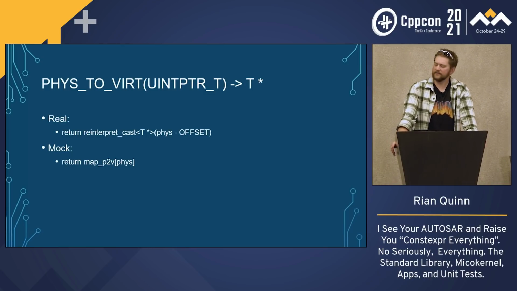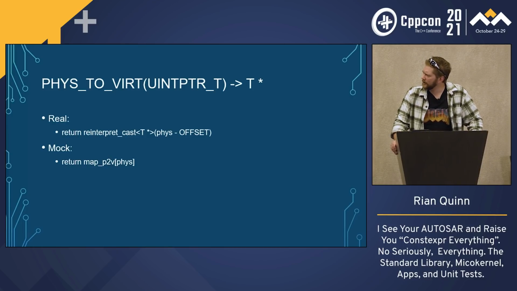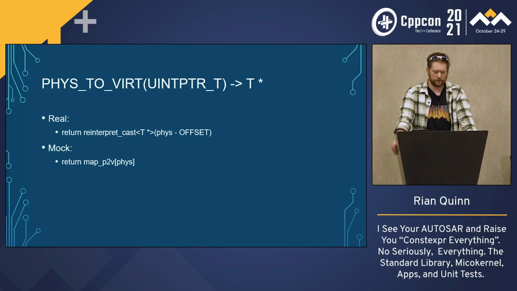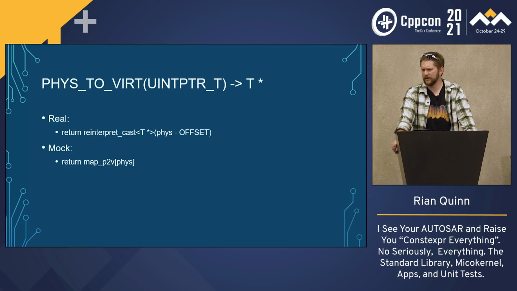Okay, so now vert to fizz and fizz to vert, these are easy, right? No big deal. I need to return the physical address given a virtual address, and so I just look it up in the map, right? Easy enough. Same thing for fizz to vert. No big deal, I just do the opposite. Well, except for the fact that I'm returning a T star. How do I store that T star?